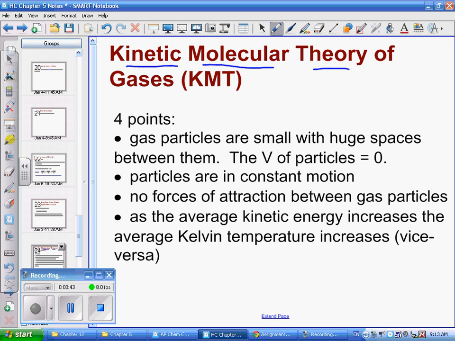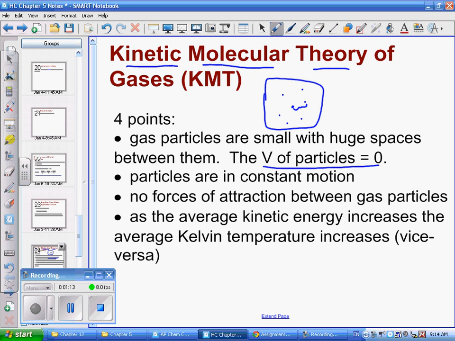Gas particles are small with tremendous spaces between them, and the volume of those particles is equal to zero. So if I have a large space, then I have just a couple molecules in there, and they're very, very small compared to the amount of space that's between them. If I were able to collect all these particles in one simple area, the volume of those particles would be zero. That's what we assume.